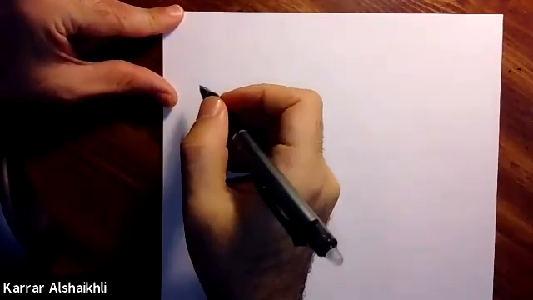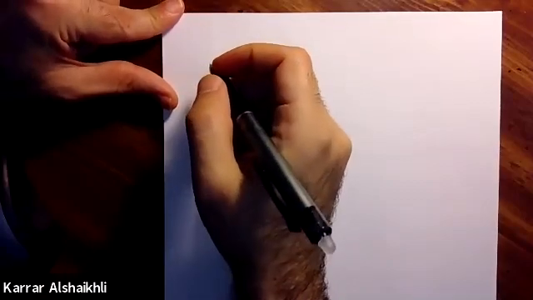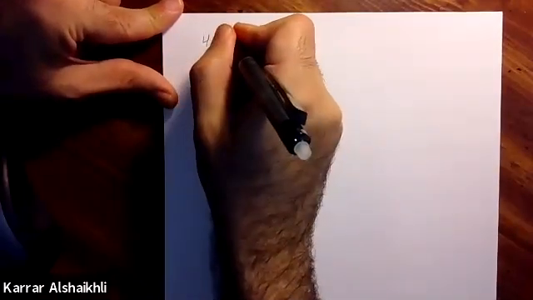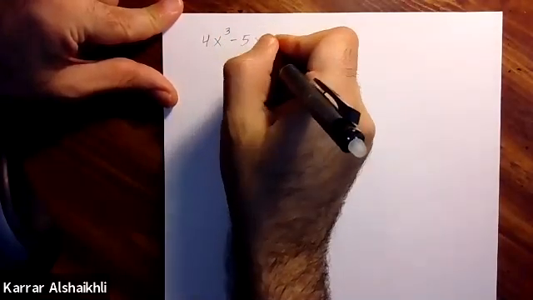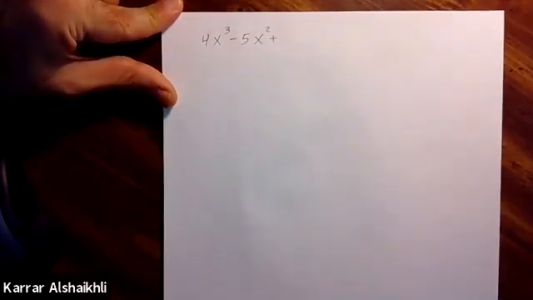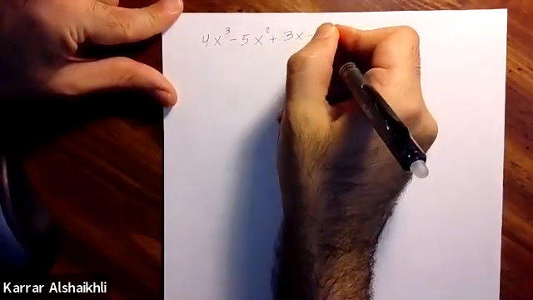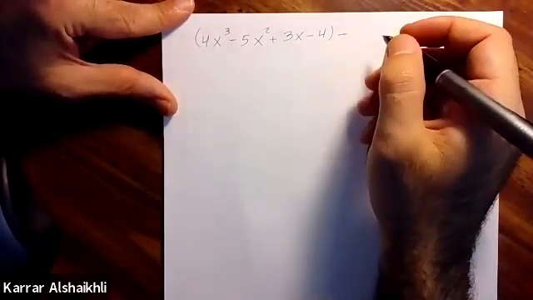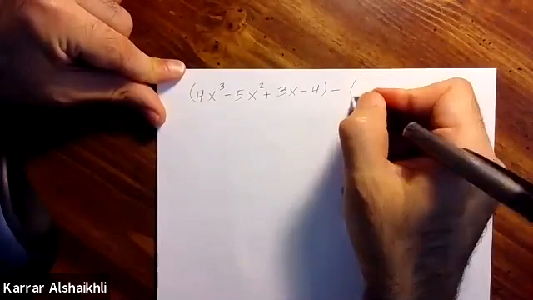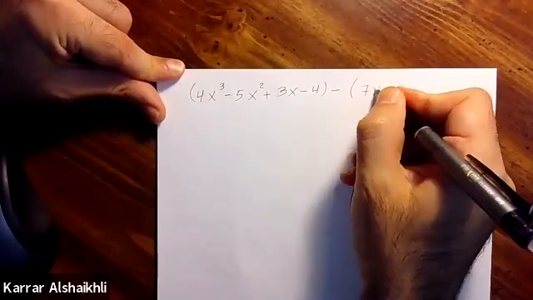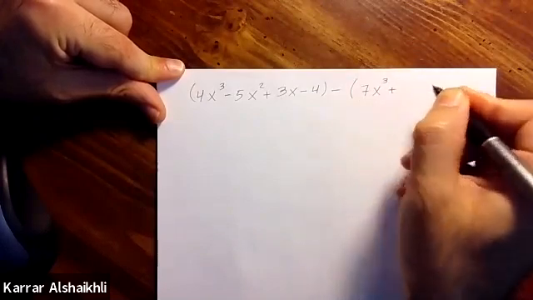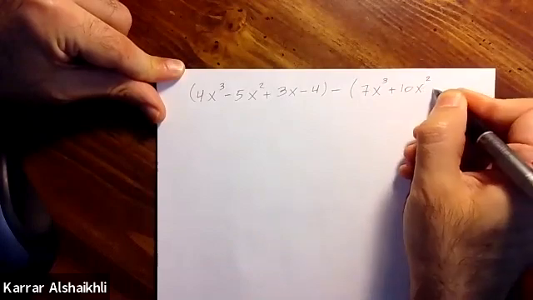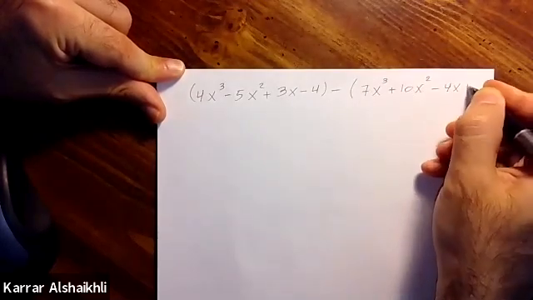If you have (4x cubed minus 5x squared plus 3x minus 4) minus (7x cubed plus 10x squared minus 4x plus 6).